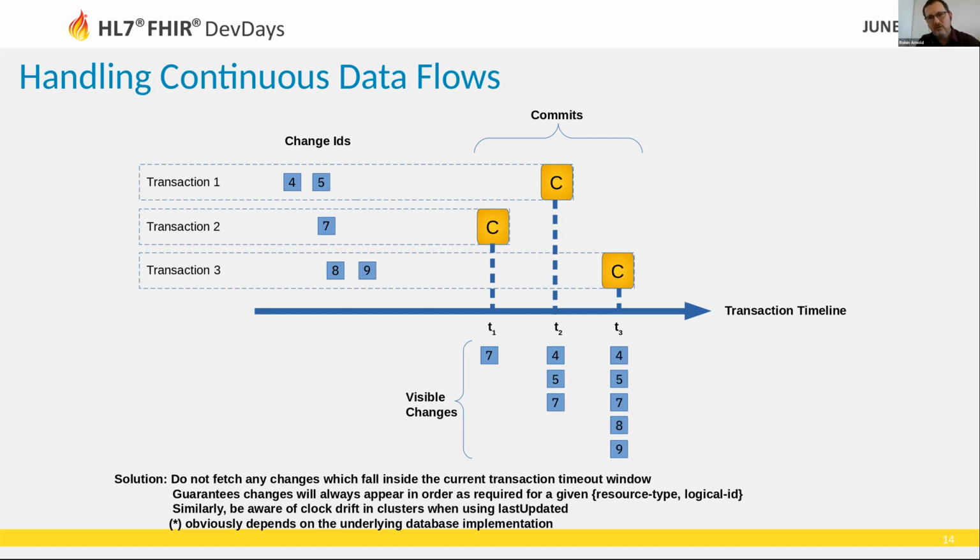So depending on when you look at the database, if you look at it before T2, you may think that the most recent change is ID number 7, right? Which means that if you say, okay, I've got ID number 7, let me only process data that's beyond ID number 7 in the future, then when transaction 2 commits, you've now missed out on 4 and 5, right?